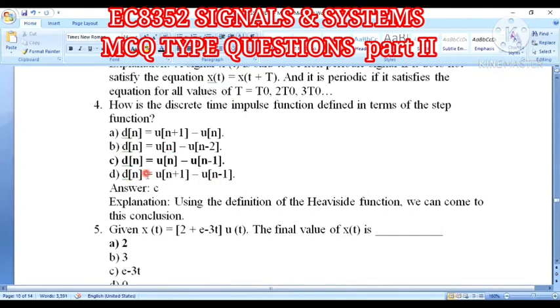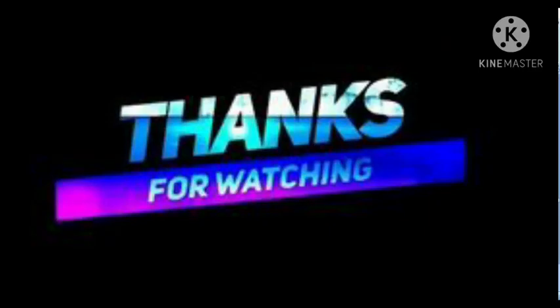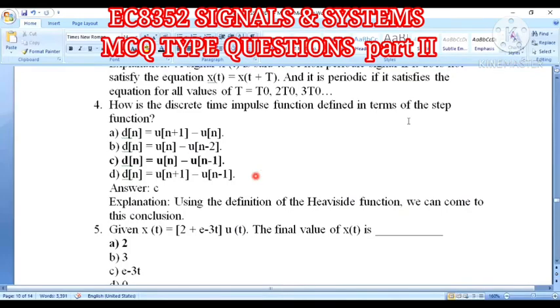Option C is the correct answer, because here we are using this definition of the Heaviside function. So this function is nothing but the Heaviside function. Okay, we can come to this conclusion. So option C is the correct one, because the discrete time impulse function is defined in terms of the step function. So u of n minus u of n minus 1 is the impulse function.